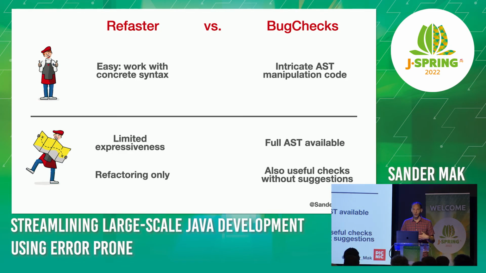And it's also only just for refactoring. And sometimes you just have a bug check where you don't really have a suggestion, but you just want to flag something, right? And that's also the place where you would implement a bug check rather than use Refaster. Because in the bug check, as we saw, you have the full power of the whole AST that you can traverse and that you can manipulate, which can be a bit intimidating, but at the same time, it also gives you a lot of flexibility and a lot of room to implement some intricate checks there.